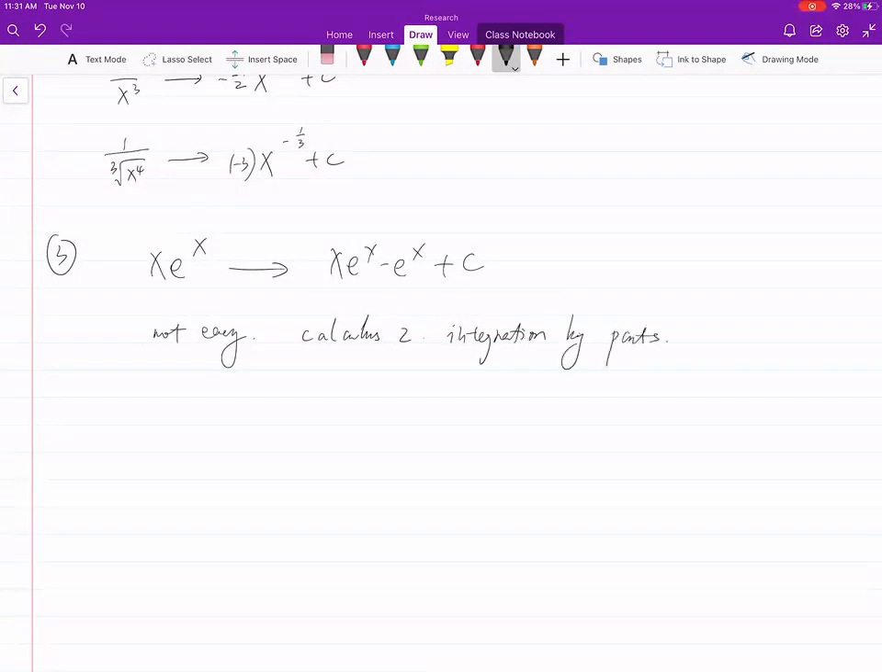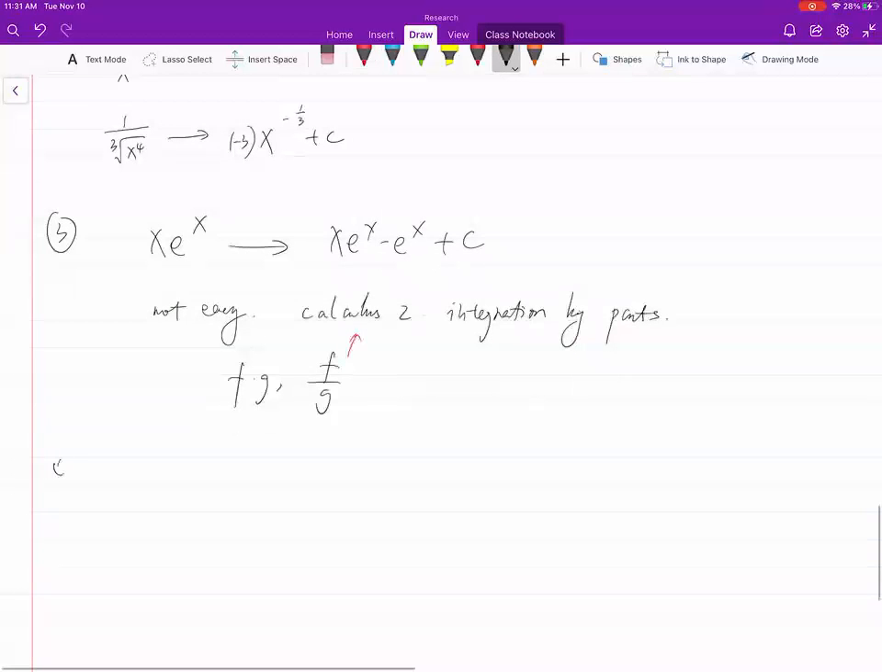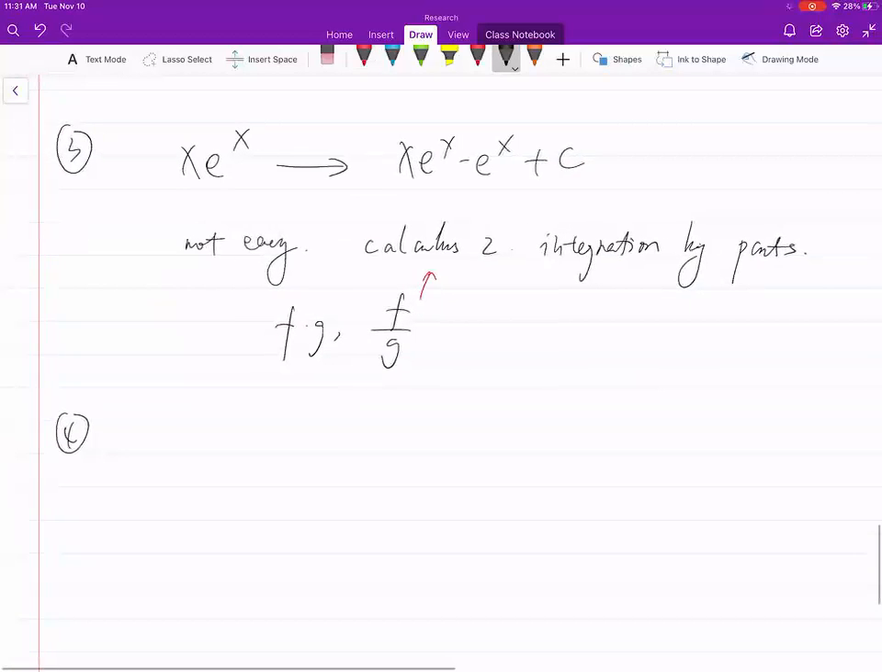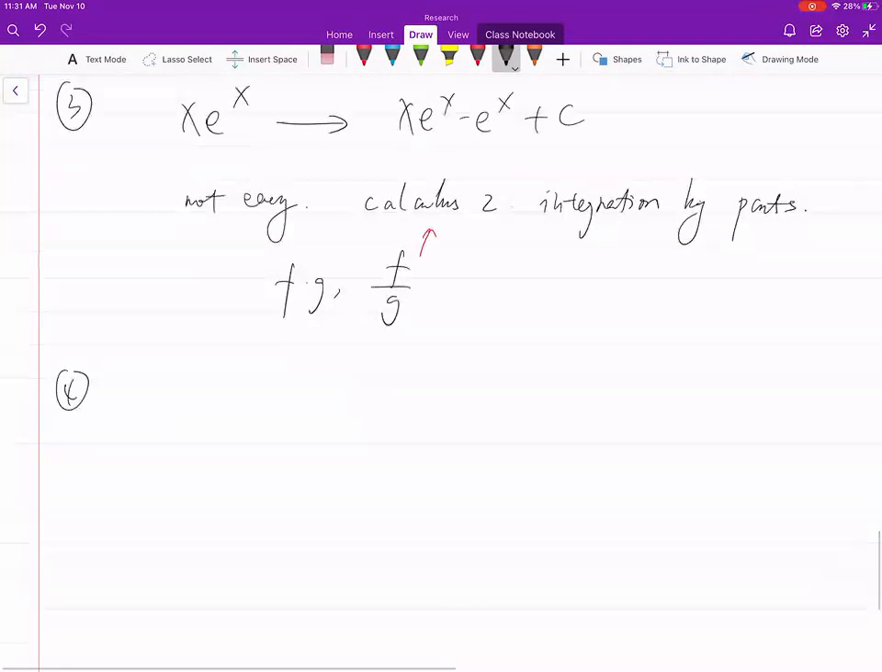Okay, similarly for quotient, we do the same thing. Once you know the product, the quotient is easy. So product and quotient, calculus 2. Save it for later. Okay, then there's only one more left. What's the antiderivative of this?